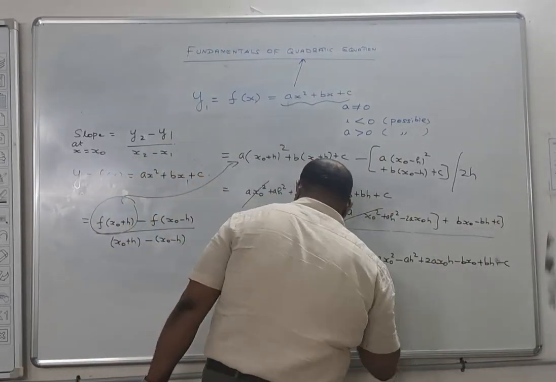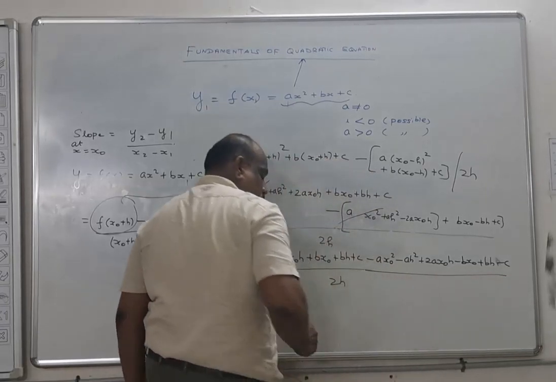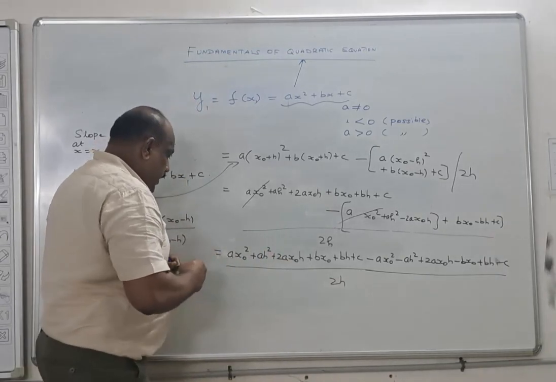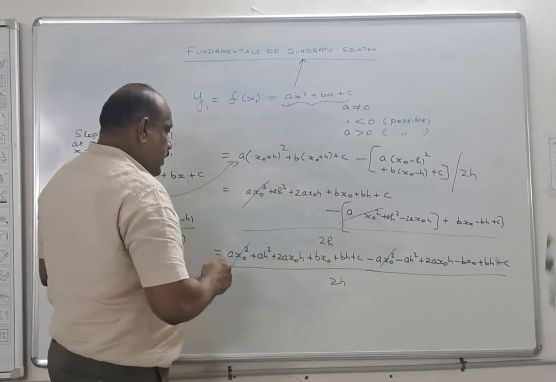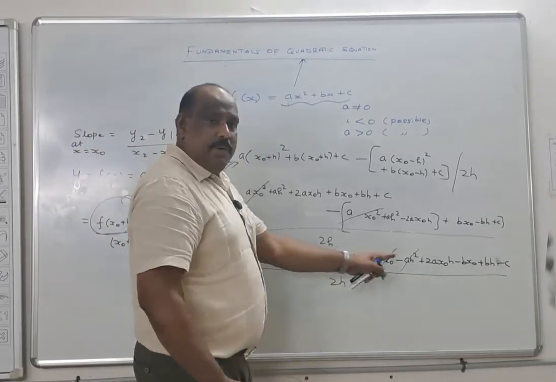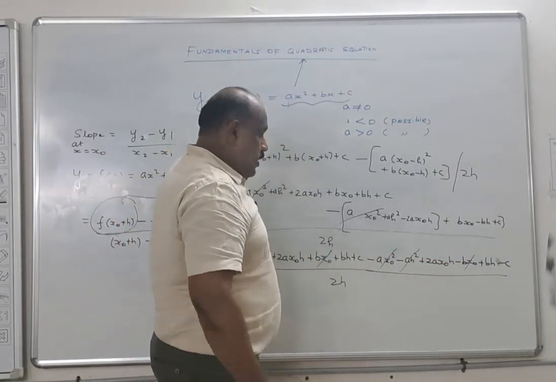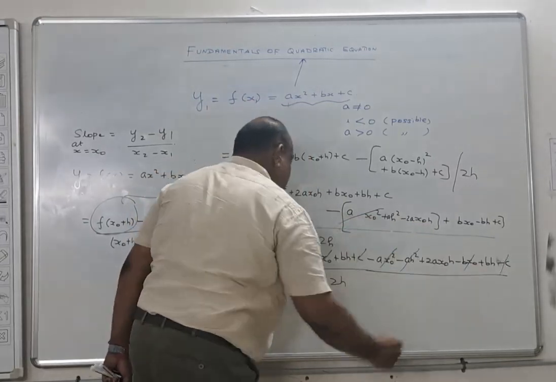That's it. The denominator is 2h. So whichever terms we can cancel off: a x naught squared minus a x naught squared, a h squared minus a h squared. This can't be cancelled, both are positive. Bx naught minus bx naught. Bh, that's also bh. C.